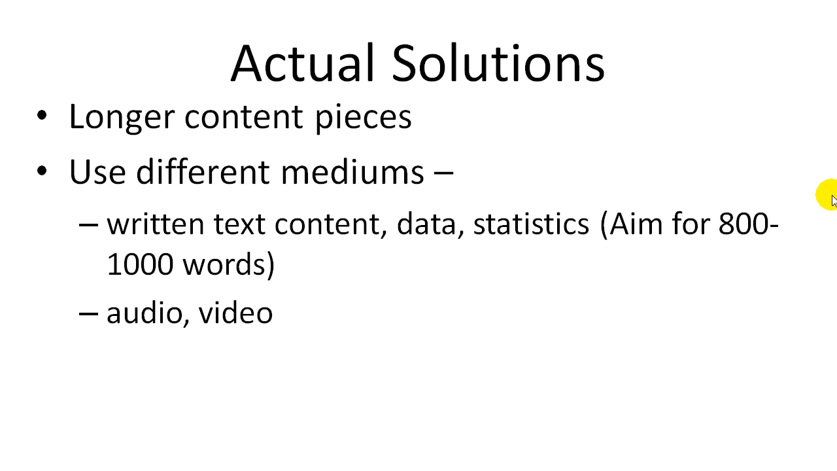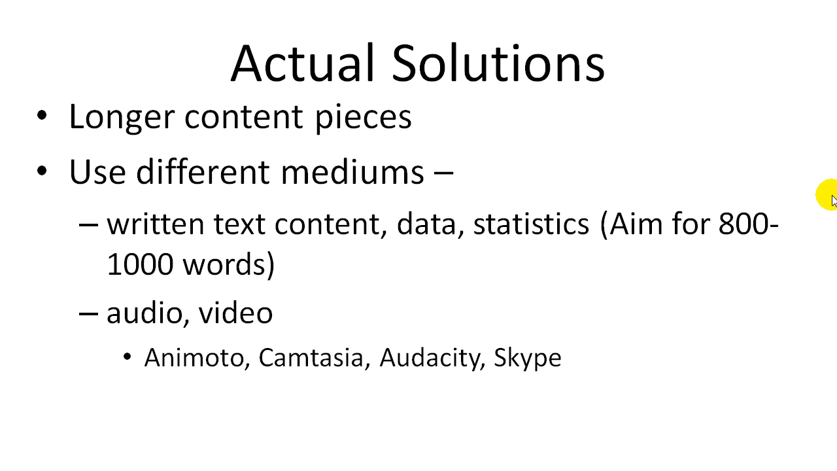Then I'd recommend that within that content, you have audio and video, different types of medium. You can use Animoto.com, or Camtasia, which is screen capture software. You can use Audacity, an audio program to edit your audio. You could have the article content in text format, and you could have somebody read the article content. This way you're reaching many different types of learners.